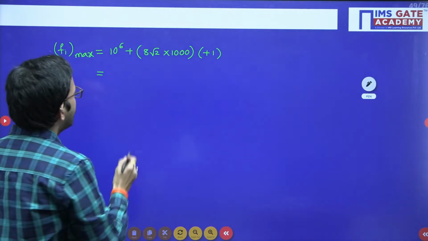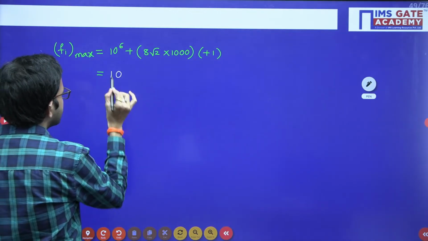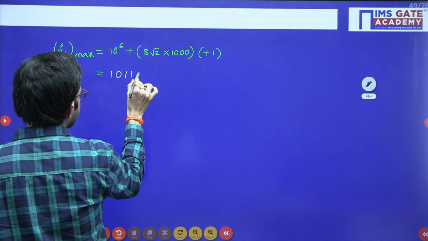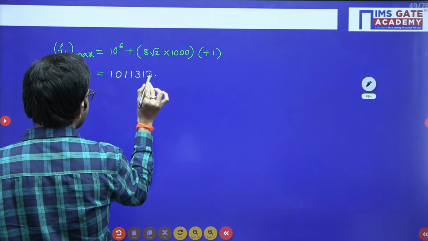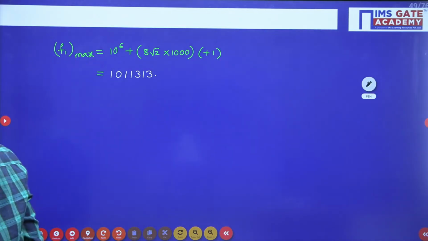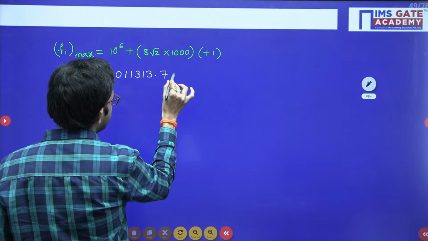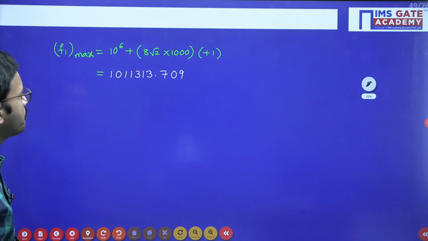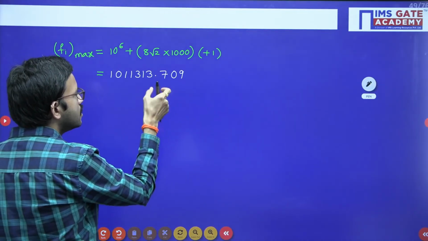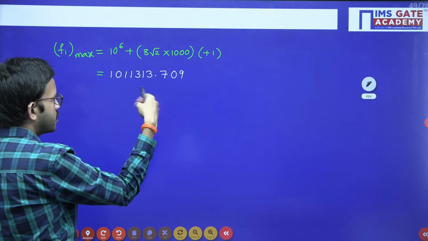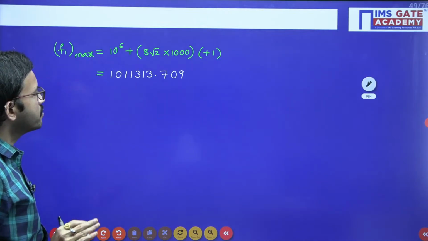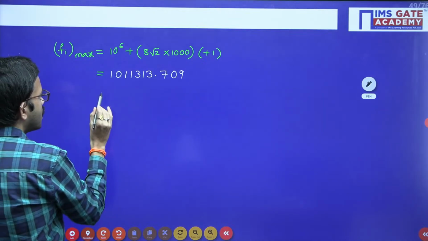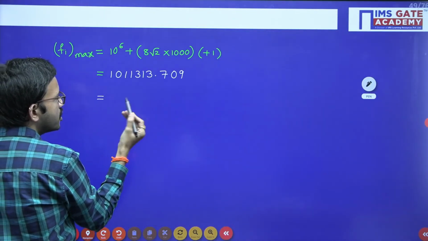For this question, after doing the simplification, you will get 10, 11, 313.709. So you are going to get the actual answer like this. If they mention that whatever value you get, you can enter that value, then this is the answer. That means after the decimal place, you are considering 3 digits. Same answer if you round off to 2 decimal places.